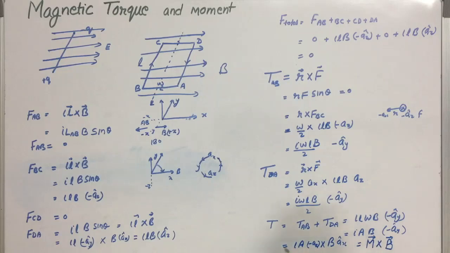Okay, this is the torque. Torque is equal to M cross B, where M is the magnetic dipole moment. If we further define this, it is the product of the current and the area of the loop, and the direction of this is the normal to the loop.